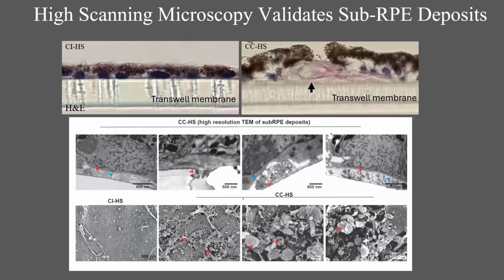The bottom panel is the scanning electron microscopy of the transwell membrane. Here we have ripped off the cells, and this is the scanning electron microscopy of the transwell membrane, just marking the deposits that we see after CCHS treatment.